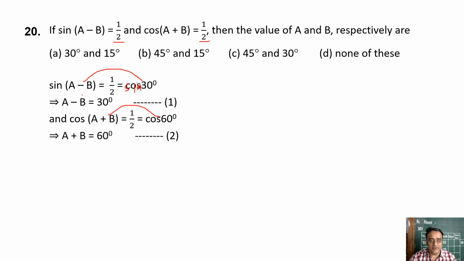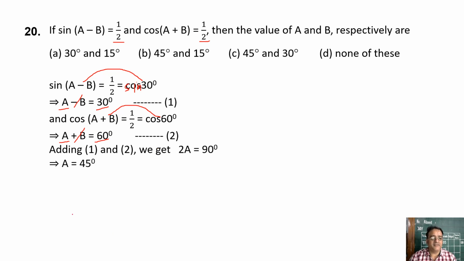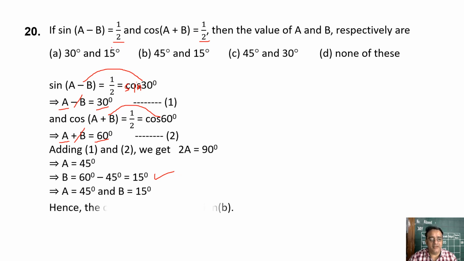So now we have to add these two, equation 1 and 2. So we'll get a plus a 2a, 30 plus 60, 90 degree. So 2a is equal to 90 degree. So what is the value of a? 45 degrees. And b will be 60 minus 45, that is 15 degree. So we got a is equal to 45 degree and b is equal to 15 degree. So which option is the correct one? Option B, right.